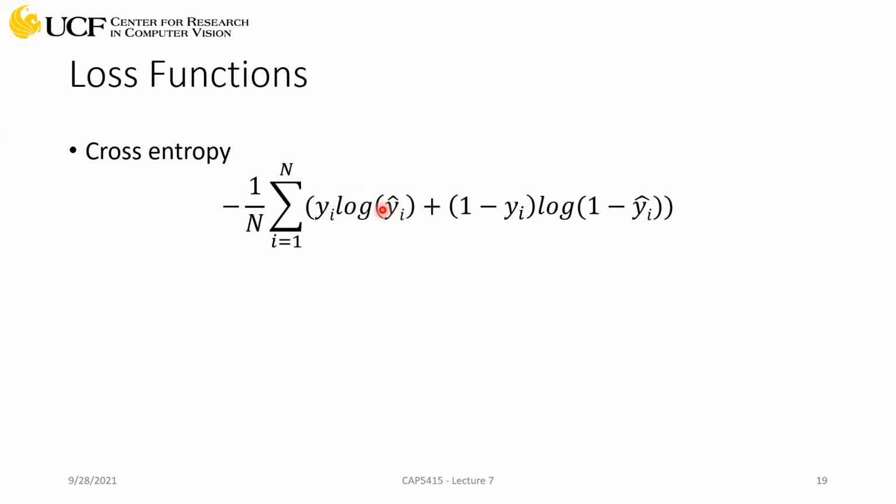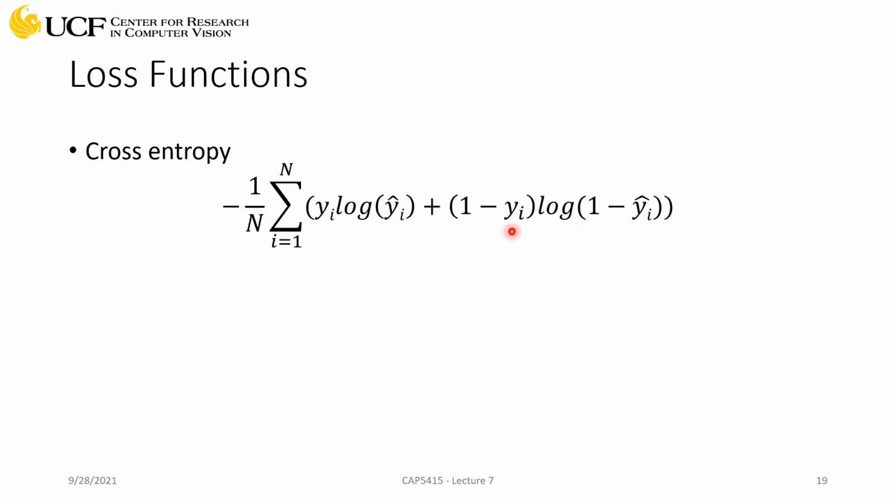And again, these two are extremes, but your network might predict intermediate values, so it will be between 0 and infinity. So if your network is doing well, the loss will be close to 0. If it's doing badly, it will be a very high number. So that's the case for a positive case.